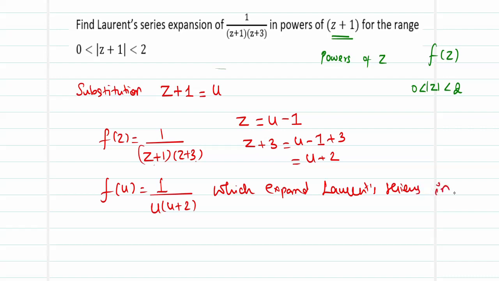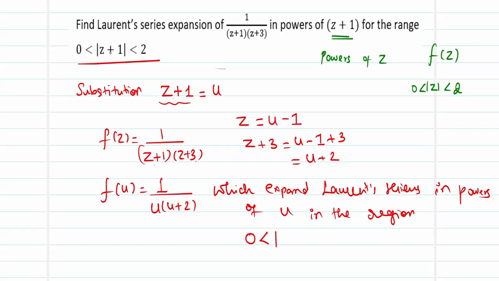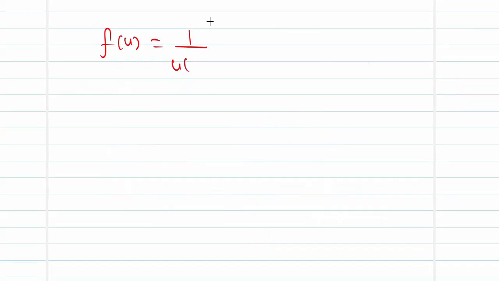in powers of u in the zone or in the region. So the region also will get changed according to the substitution. So this becomes 0 less than modulus of z plus 1, replaced with u, less than 2. So the problem now becomes expressing f of u, which is 1 divided by u into (u plus 2), as a Laurent series expansion valid for the region 0 less than modulus of u less than 2.